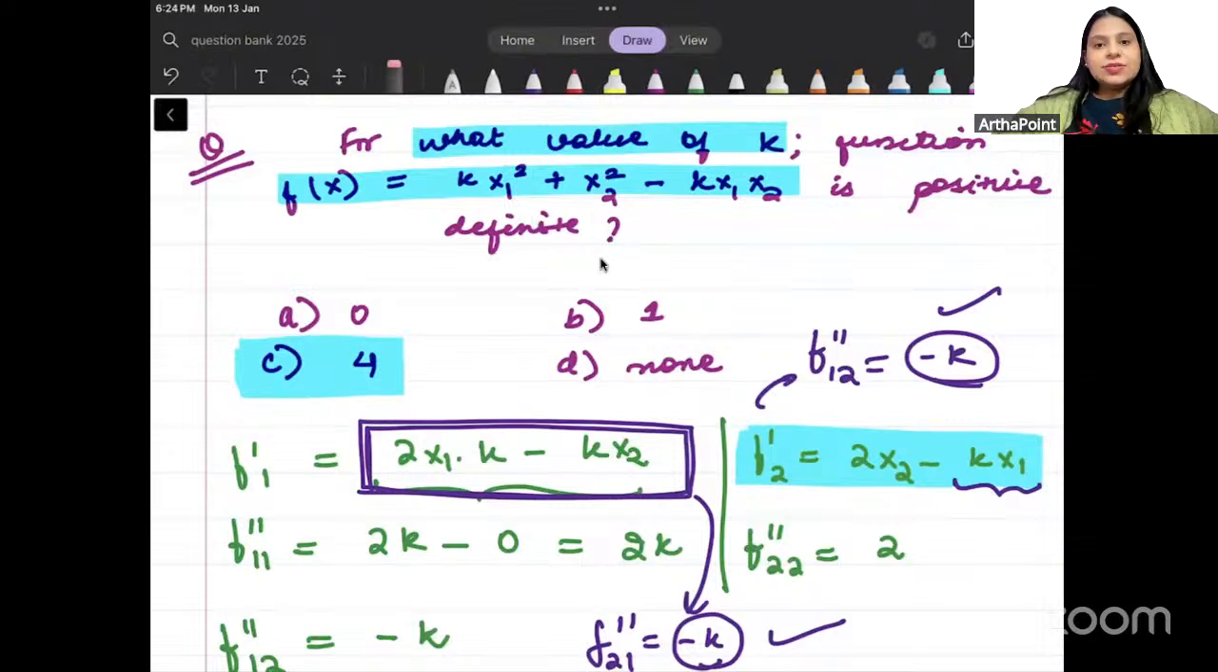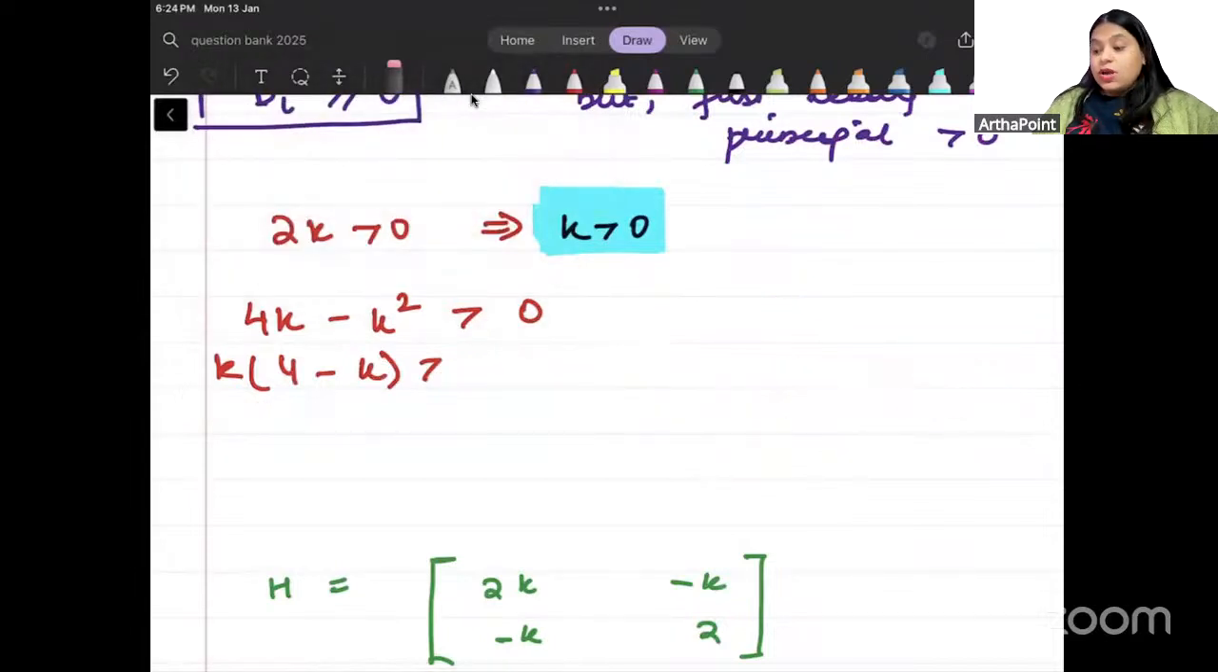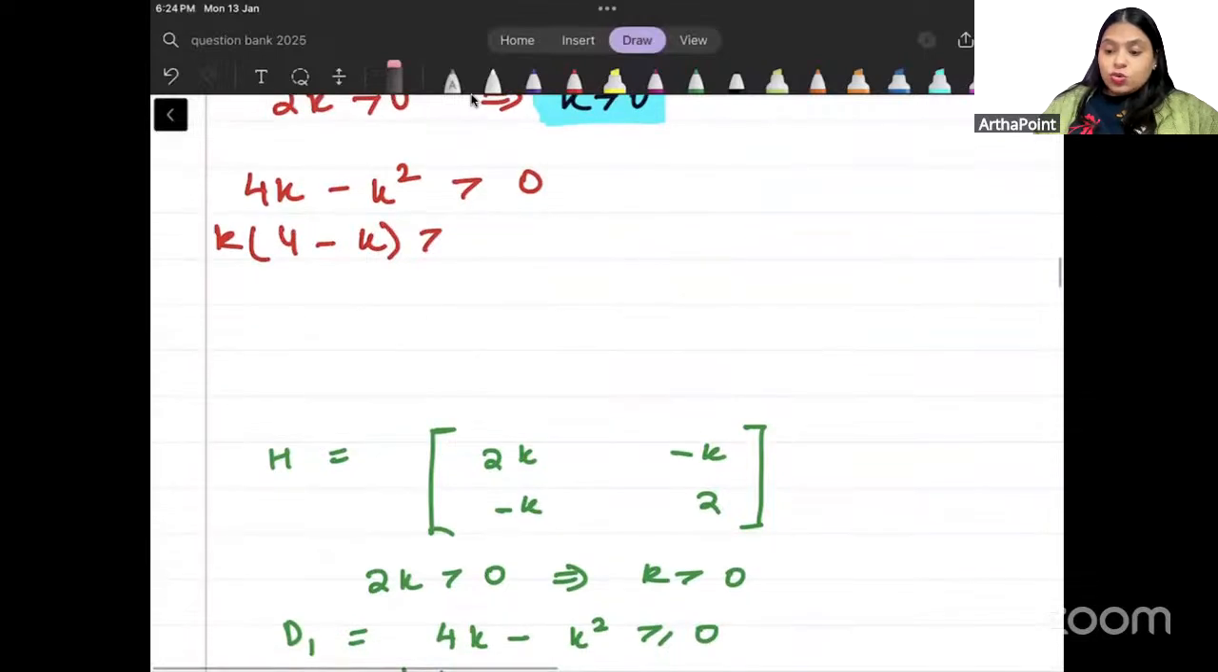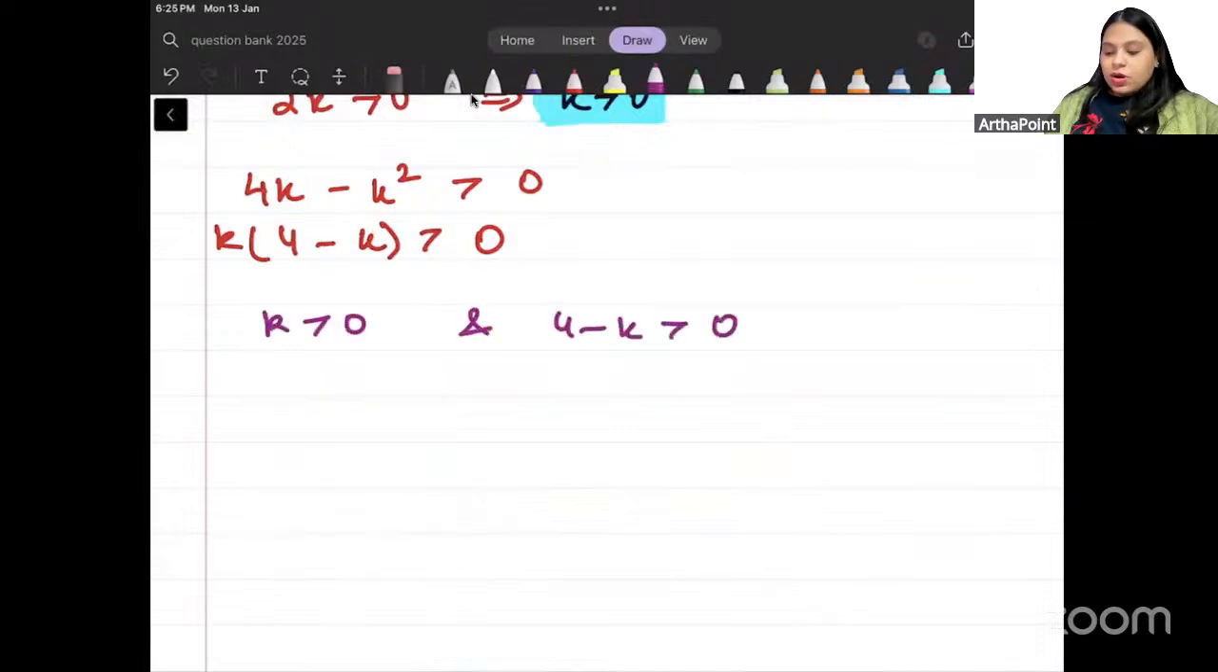K greater than. Yes, that is correct. So for positive definite, I require that k into 4 minus k should be strictly greater than 0. Use inequality. When is the product of two things strictly positive? When both of them are positive or when both of them are negative.